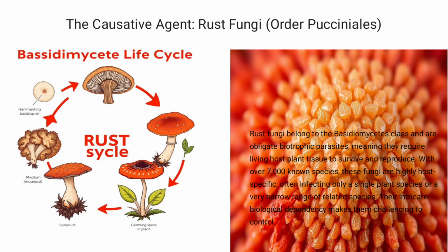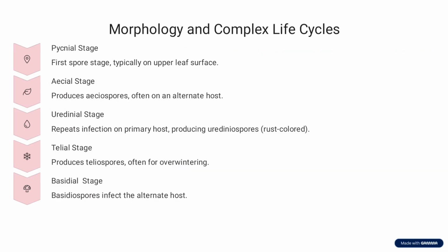The first step is the germinating spore on the plant. Sporeless mycelium produce germinating basidiospores. Morphology and complex life cycle: pycnial stage, aecial stage, uredinial stage, telial stage and basidial stage.